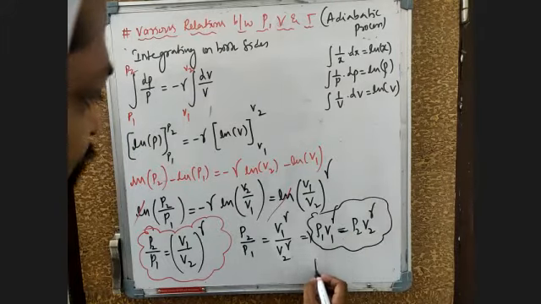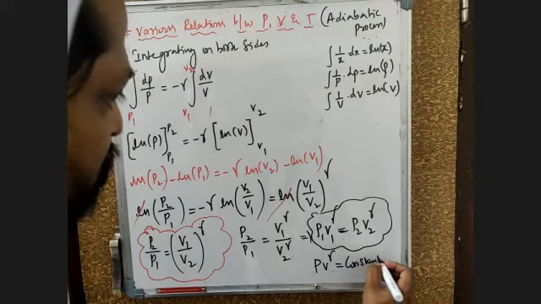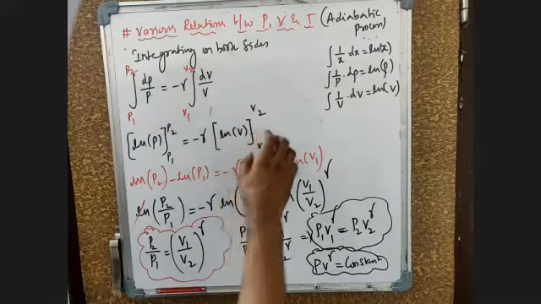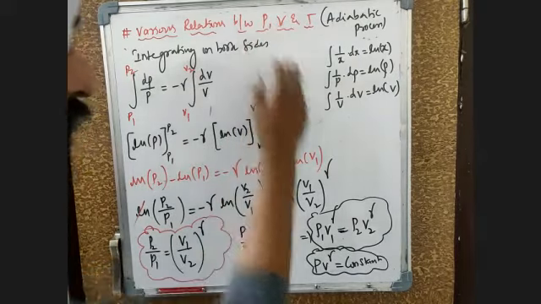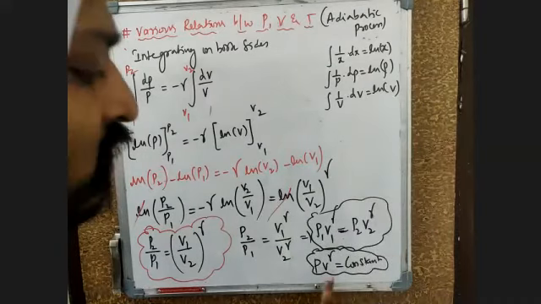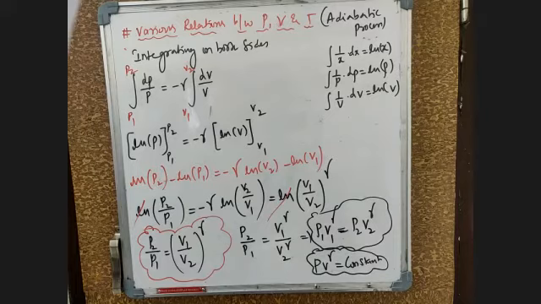Can I write this directly as PV to the power of gamma is equal to constant? So in the adiabatic relation, the first relation between pressure and volume, you need to remember for competitive examinations. In an isothermal process, PV is equal to constant. In an adiabatic process, PV to the power of gamma is equal to constant. Is it clear?